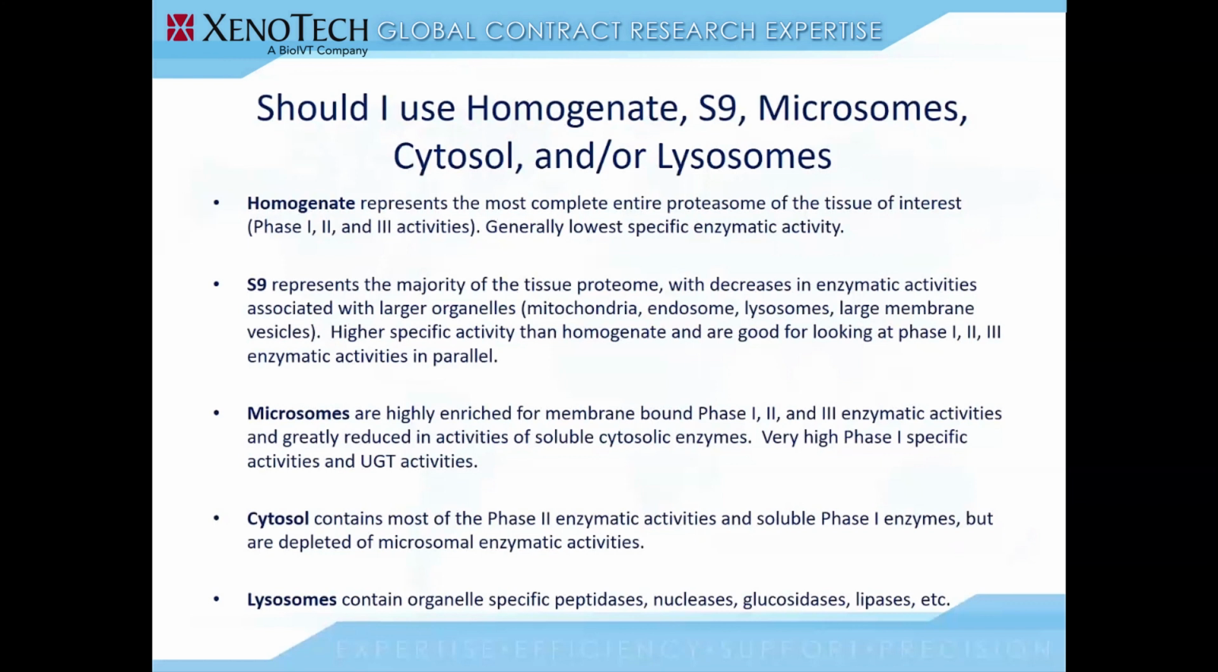S9 is a combination of the microsomes and cytosol fractions and contains the majority of the phase 1 and phase 2 activities, and it has higher specific activities than homogenates. With S9, you can spike the incubation with a mixture of cofactors, UDPGA, PAPS, GSH, along with NADPH, and you can examine multiple cofactor-dependent metabolic activities in the same incubation.